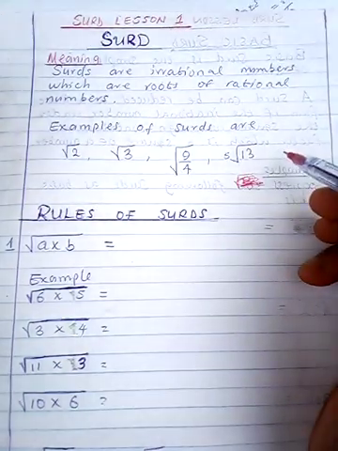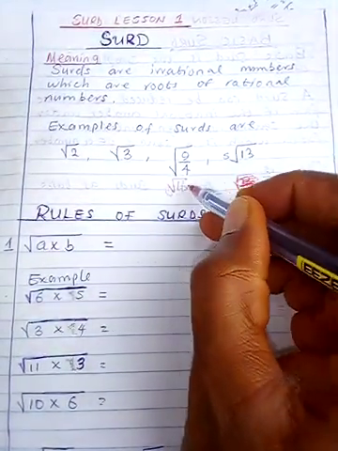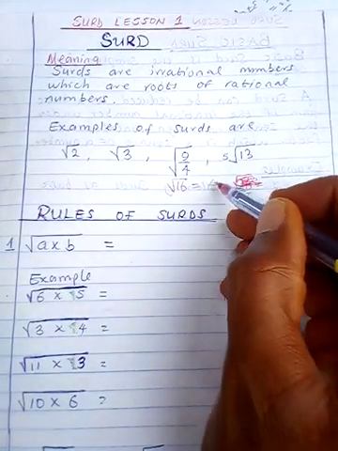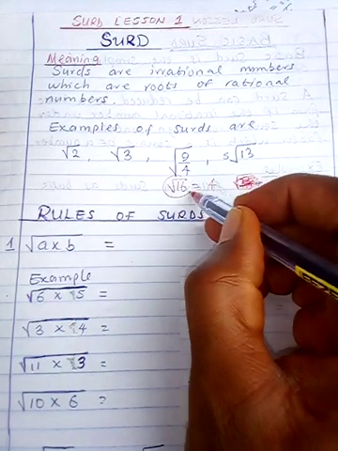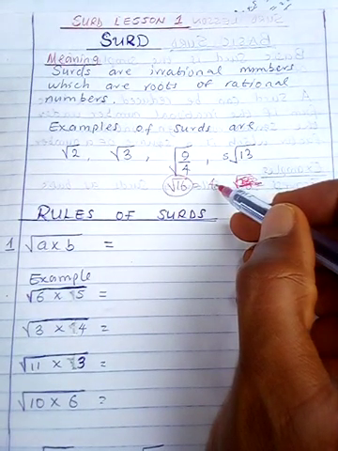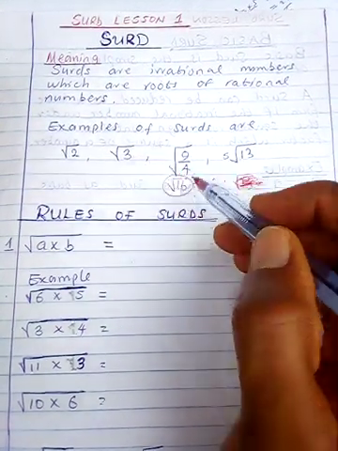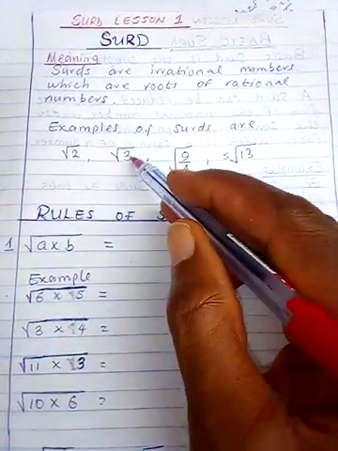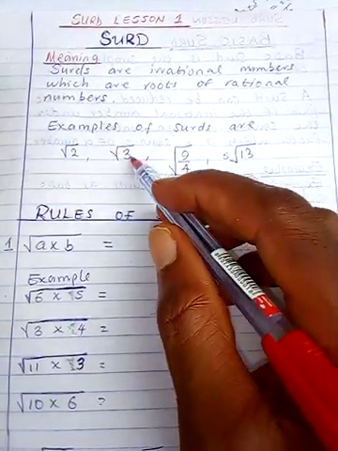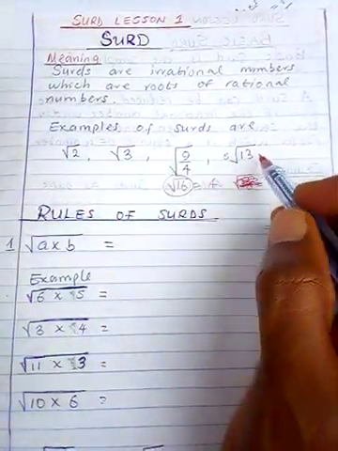Now, there is a difference between surds and, for example, if you have the root of 16, the root of 16 gives us 4. That is why this number is not a surd, because it results in a rational number, 4. But this number, root 2, is not a perfect square. 2 is not a perfect square, so it cannot give you a rational answer. So that is why these are examples of surds.